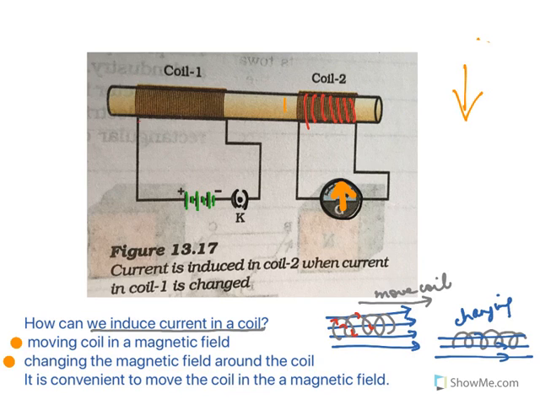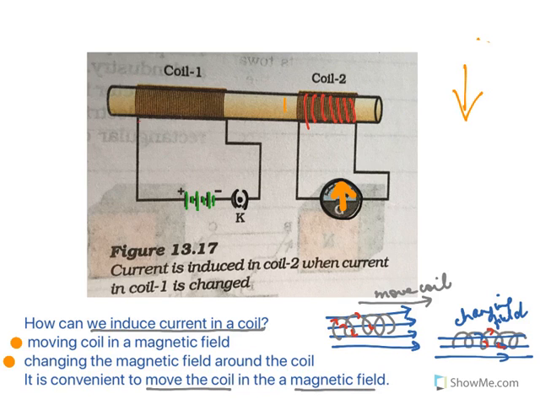So as soon as you change the magnetic field around the coil, current is induced in the coil, because the coil is now in a changing magnetic field. So here we have two options. We keep the magnetic field constant and move the coil, or we keep the coil constant in one position and change the magnetic field.